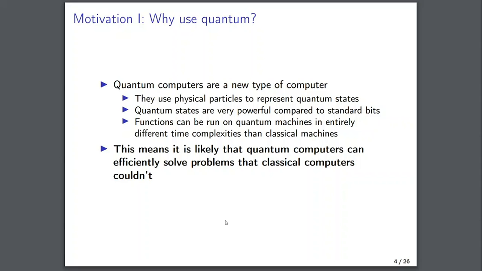So first things first, why are we using quantum at all? The main argument for quantum is simply that there is a rationale that quantum computers can efficiently solve problems that a classical computer could not, because their base part, the quantum bit or the qubit, is more powerful than a classical bit. We'll get into exactly why later.